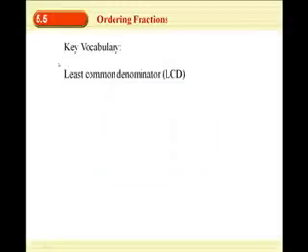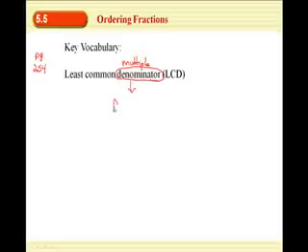5, ordering fractions, and we are on page 254 in your book. And if you remember back in 5.4, I said that LCD would be coming up. This right here is just replacing multiple from our stuff before. Least common multiple is really meaning the same as a least common denominator. The only difference is least common denominators deal with fractions.